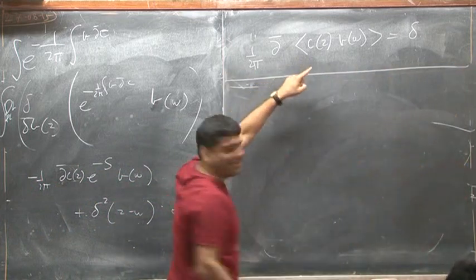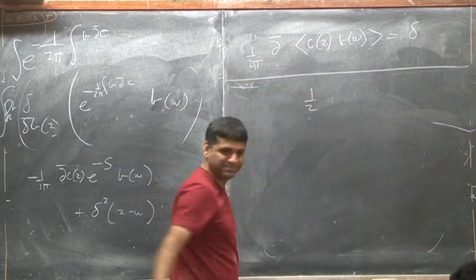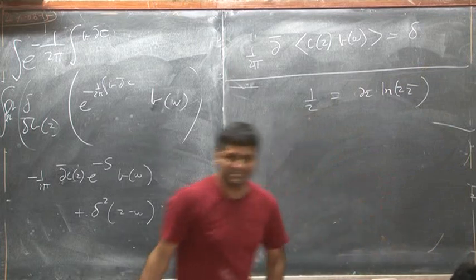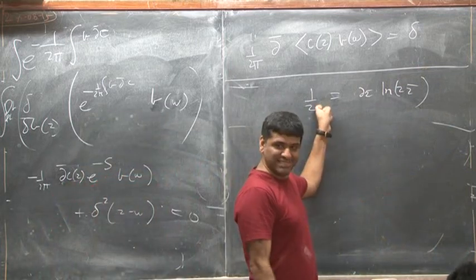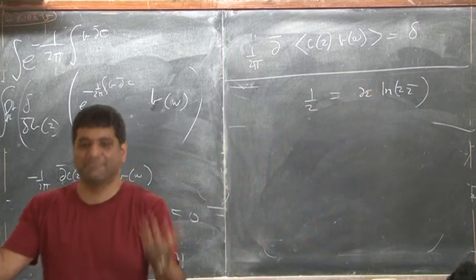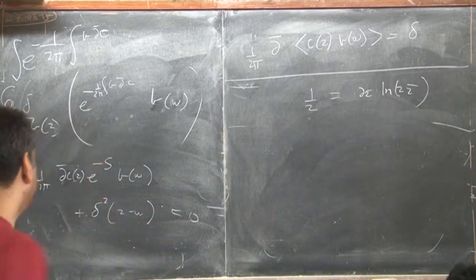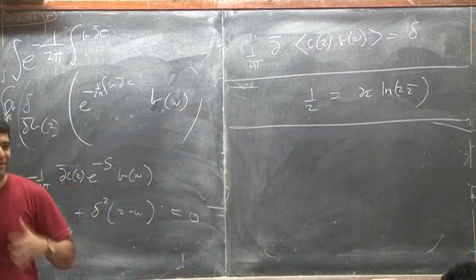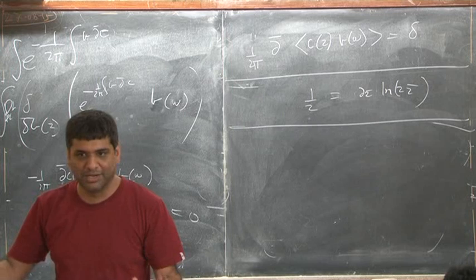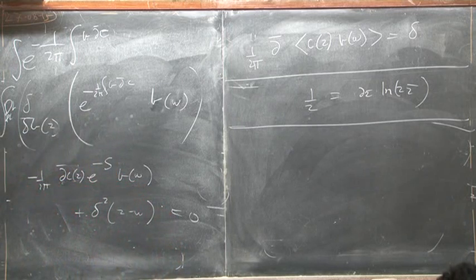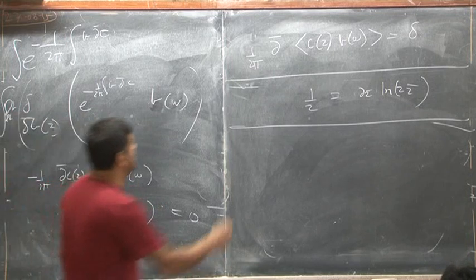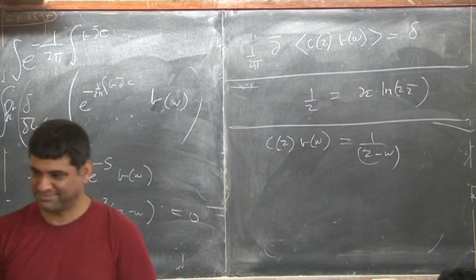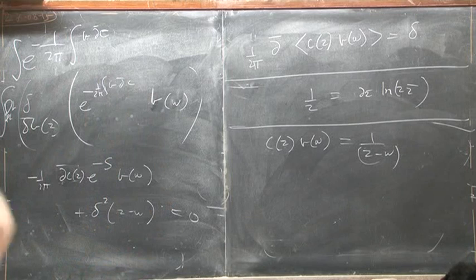Let's check that schematically. We can think of 1 by z as equal to del z bar of log of z bar, and then del z of this is del z bar of log of z bar, which we already know, up to some numbers, gives you a delta function. If you do this carefully, working out the numbers, which I'm not going to do now, since we've done this once very carefully, I'll leave you to work out those numbers. What you will find is that c of z, b of w is equal to 1 over z minus w.